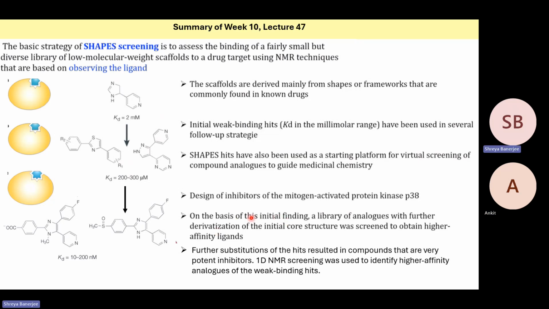So basically, on the basis of the initial weak binding hits, a library of analogs with further derivatization of the initial core structure was screened to obtain higher affinity ligands. So you're just deriving and forming derivatives of the initial hit molecule to get better and better binding molecules. Further substitutions of the hits result in compounds that are very potent inhibitors. 1D NMR screening was used to identify these higher affinity analogs of the weak binding hits. So this entire strategy is known as the SHAPES screening strategy.